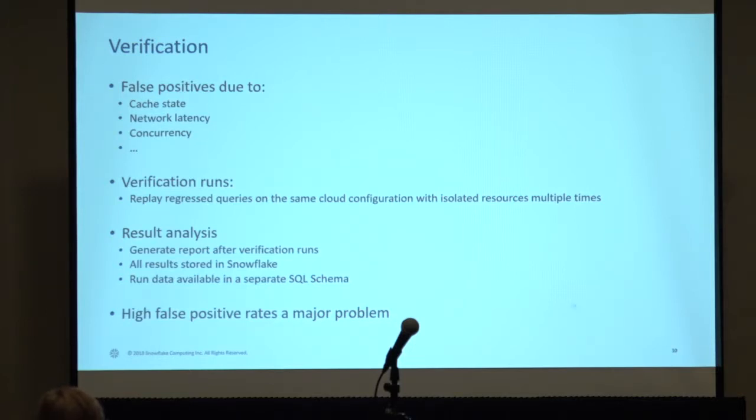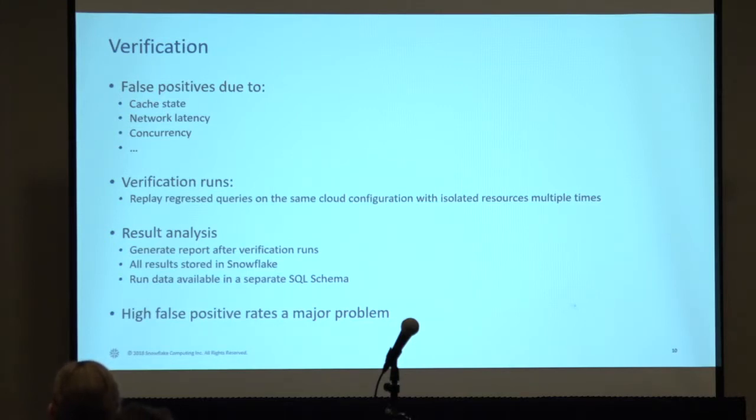So there are lots of reasons for false positives. They could be due to variance in the cache states. They could be due to differences in the network latency in the cloud environment. It could be due to the different concurrency that's currently running on that set of resources. So during verification runs, we essentially replay the queries that Snowtrail thinks have regressed in the same set of cloud configurations using a set of isolated resources. Right. So by replaying this multiple times, we're able to execute the query on a warm cache state, and we hopefully rule out all the intermittent issues that cause performance false positives.